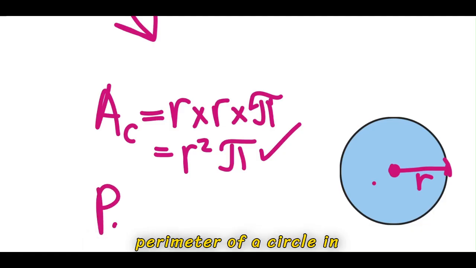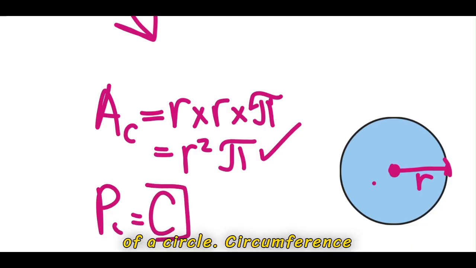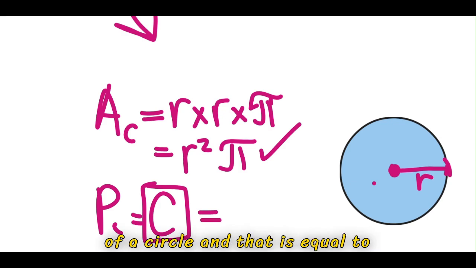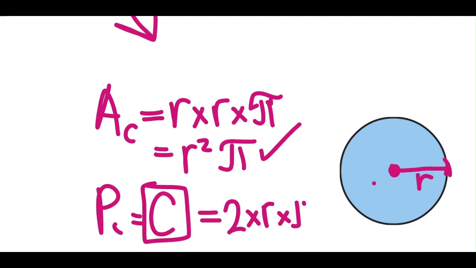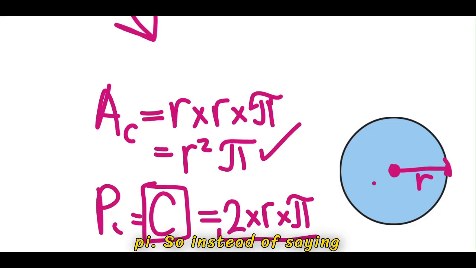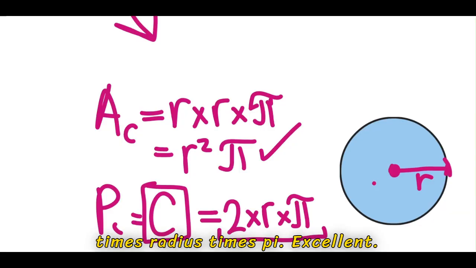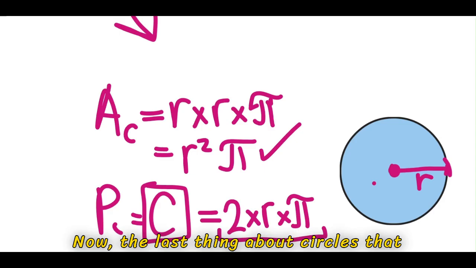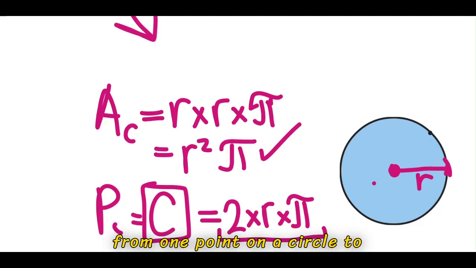Now, to find the perimeter of a circle, in a different way, we call it the circumference of a circle. The circumference of a circle is equal to 2 times radius times pi. So instead of saying radius times pi, we say 2 times radius times pi. Excellent.